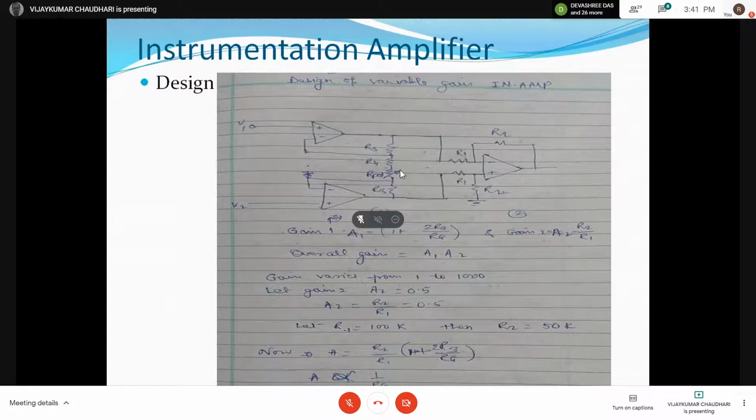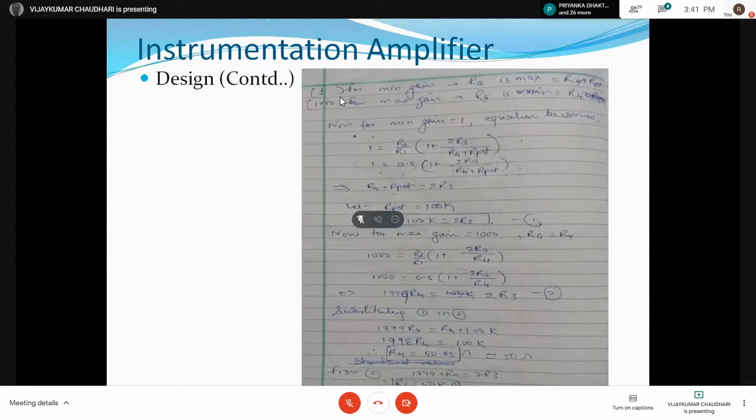We should have the full value of the potentiometer added with R4, that will give the minimum gain. And for maximum gain, what should be at zero position? Only R4 should be there. So Rg is equal to R4 for maximum gain, and Rg is equal to R4 plus the potentiometer for minimum gain. So this is explained here. For minimum gain of 1, Rg is maximum, R4 plus the potentiometer. For maximum gain, that is 1000, Rg should be minimum, that is equal to R4.